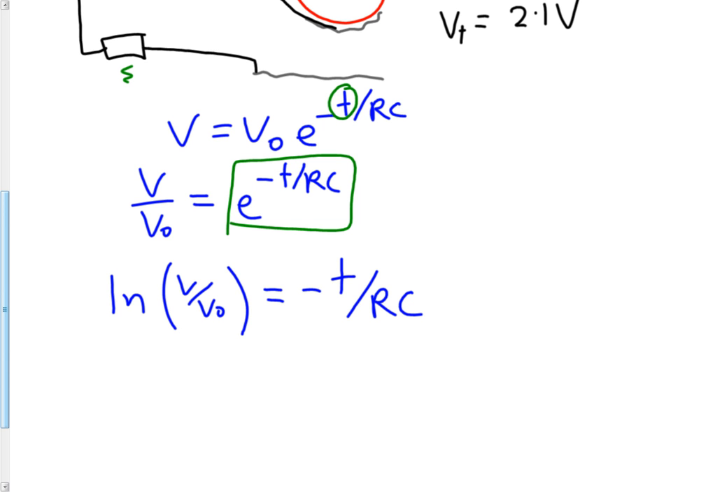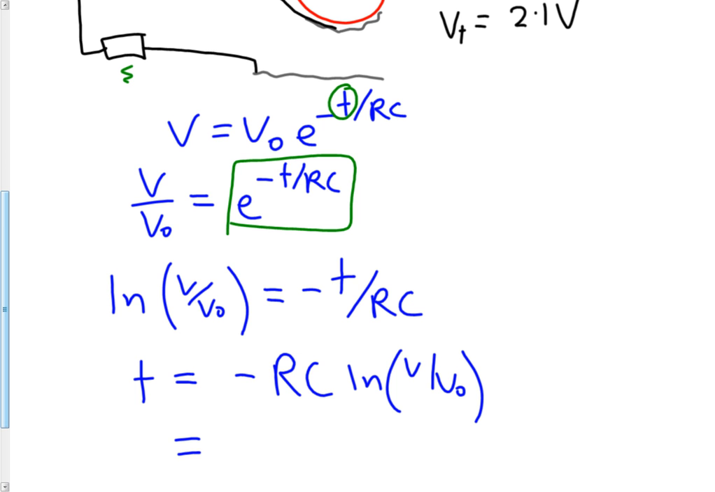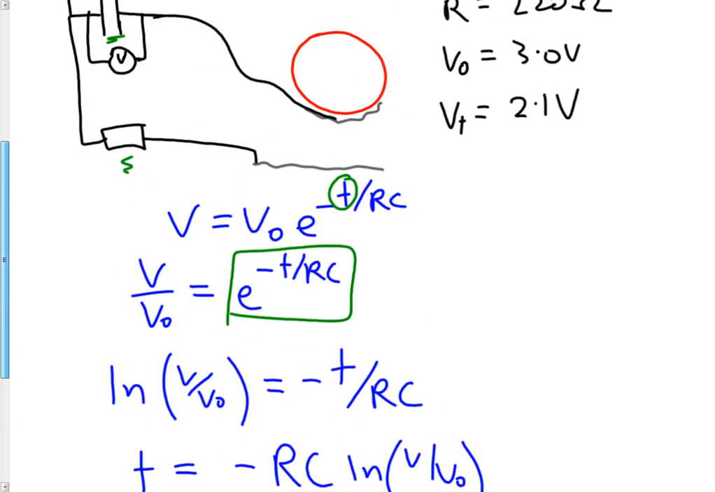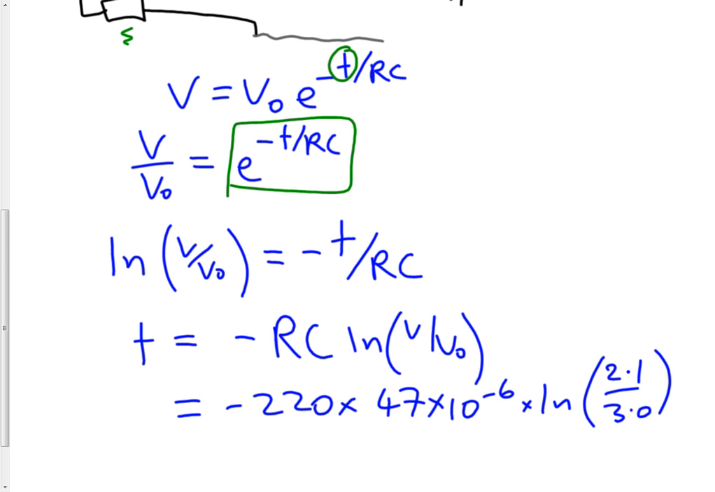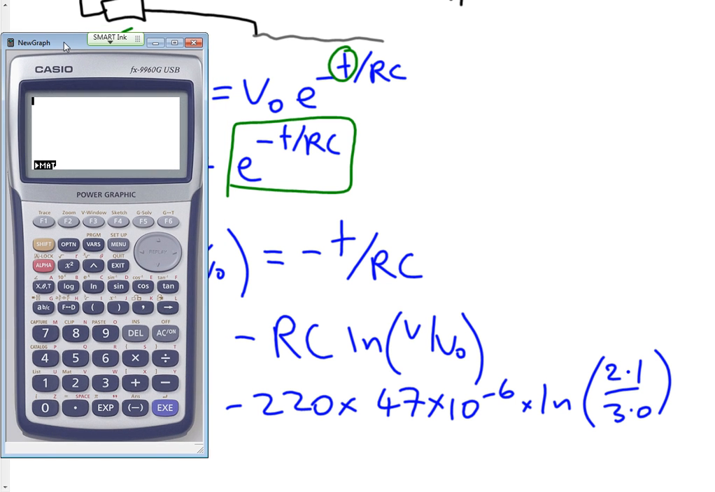Then if we want t, we've just got to take the RC over the other side, RC ln V on V naught, and also take the minus sign over as well, and that should be that. So it's going to be minus 220 times 47 times 10 to the minus 6 times ln of V, 2.1, over V naught, initial, 3. And with any luck, we can chuck that in a calculator and get the right answer.